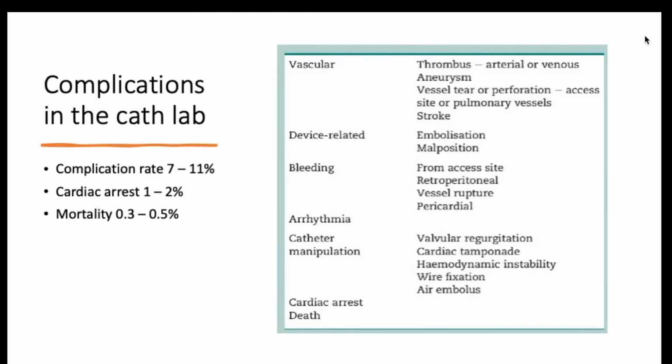What are the complications in the cath lab? Well, the complication rate in some studies is 7 to 11%. I must be very honest with you, that is incredibly high. I would say my complication rate at Barra is maybe 1 in 100, and my mortality rate was 1 in, or 2 in 1,000 maybe. I think I had 2 children die in my 5 years of doing cath lab list.